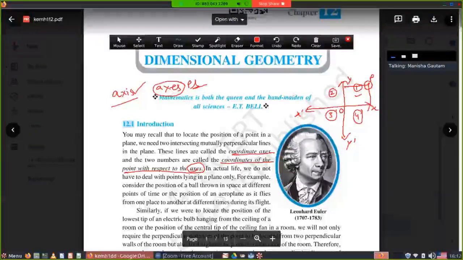Or you can say, for example, consider the position of a ball thrown in space at different points of time, or the position of an aeroplane as it flies from one place to another at different times during its flight. It means when a particle is in air, it is in space, and the location of a point lying in space can be calculated when you study three-dimensional geometry.